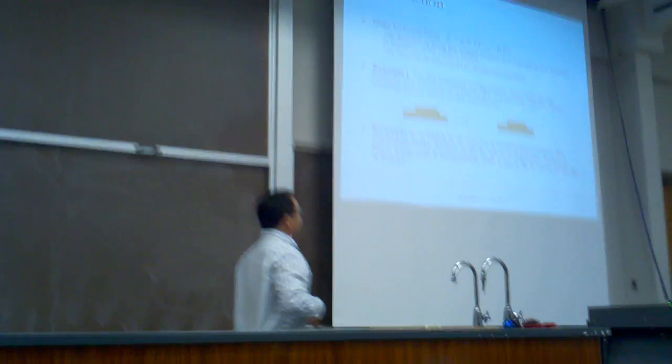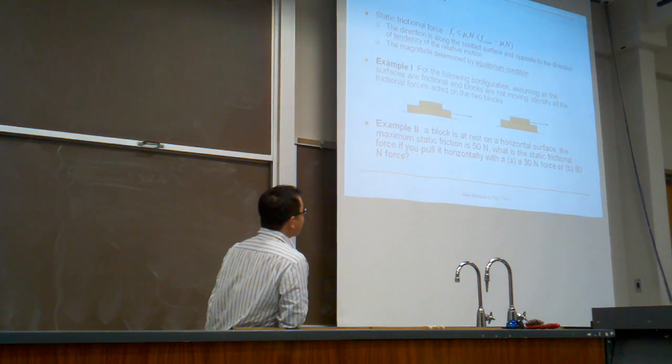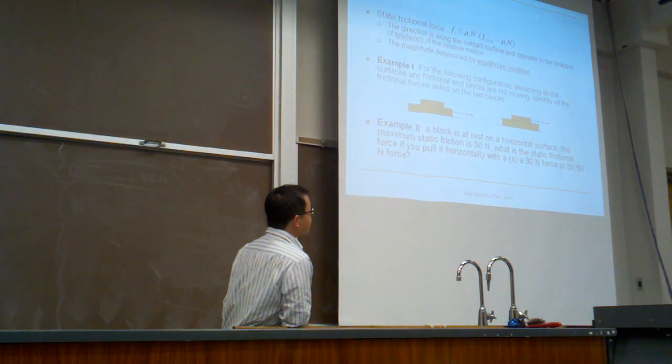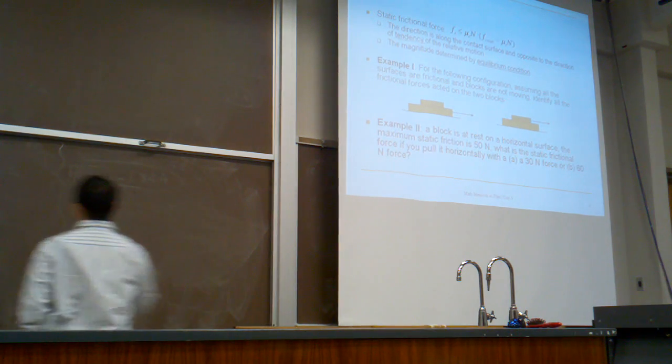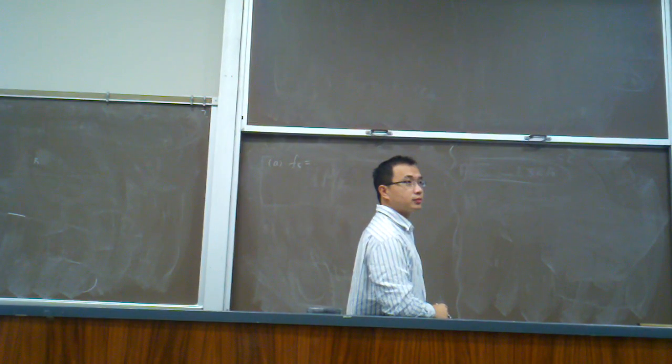A block is at rest on the horizontal surface. The maximum static frictional force is 50 Newton. What is the static frictional force if you pull it horizontally with a 30 Newton force and a 60 Newton force? So for A, what is the frictional force Fs, if you pull it with 30 Newton?